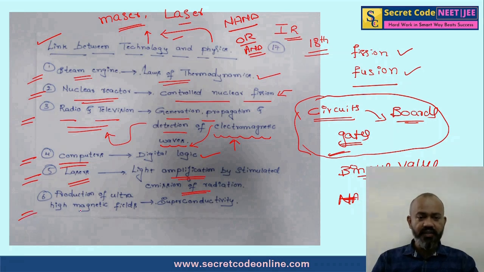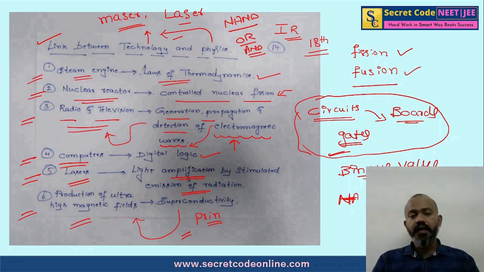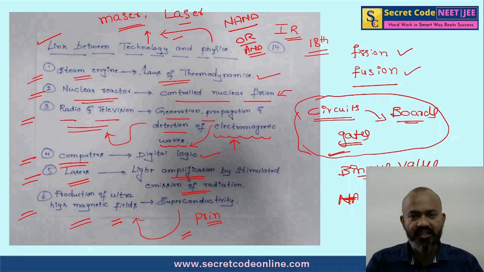And the sixth one, production of ultra high magnetic field. How is it done? By using the superconductivity principle of physics. Using superconductivity, the technology for producing high magnitude magnetic fields was developed. These are the six technologies we have discussed in this slide.